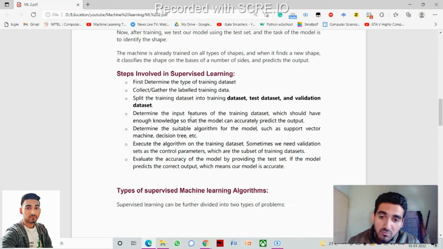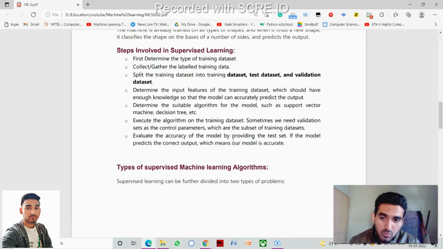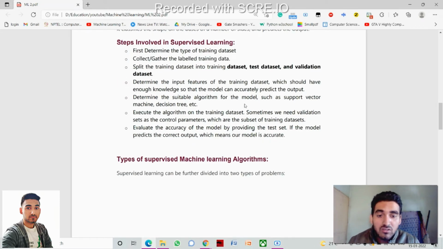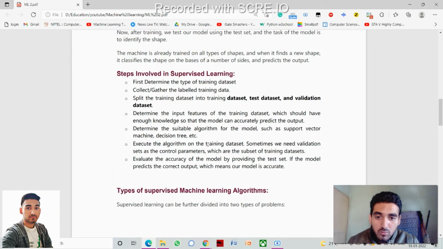Now determine the input features of the training dataset, which should have enough knowledge so that the model can accurately predict the output. Determine the suitable algorithm for the model, such as support vector machine, decision tree, etc. So in supervised models, there are different kinds of models: support vector machine, decision tree. In the next video, we're gonna learn about linear regression. Okay, linear regression model. Then you will understand everything, we will study all these models.